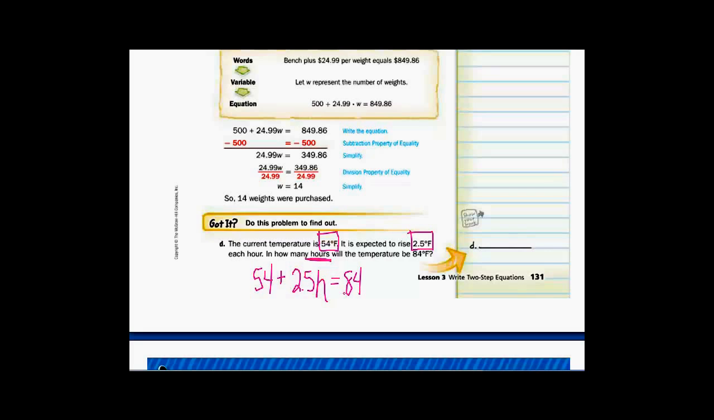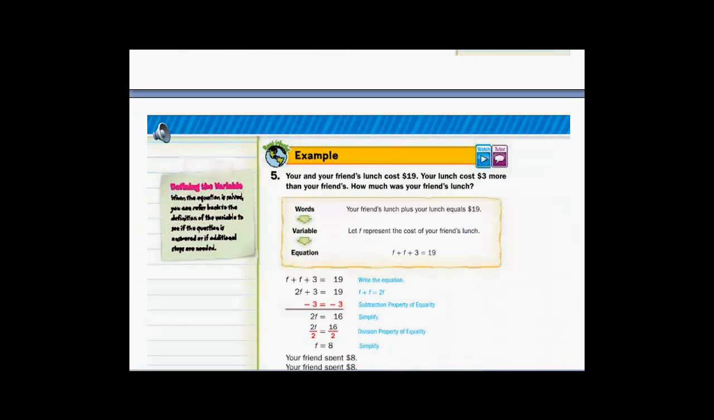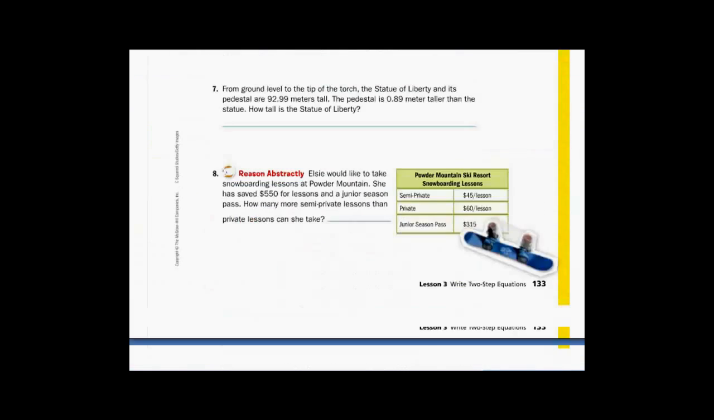So if you subtract 54 from both sides and then divide by 2.5, you will get that it takes 12 hours. All right, I realize again that for some of you these word problems and getting things all where they're supposed to be can be a bit tricky. But I just ask that you persevere through this and see what happens.